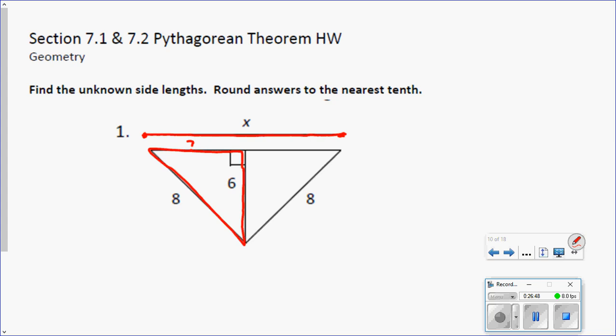Okay? So you got one leg that would be 6, one leg that's unknown. We'll call it b, and 6 squared plus b squared has got to equal 8 squared. And once you find b, double it, call that x. So x will be 2b.